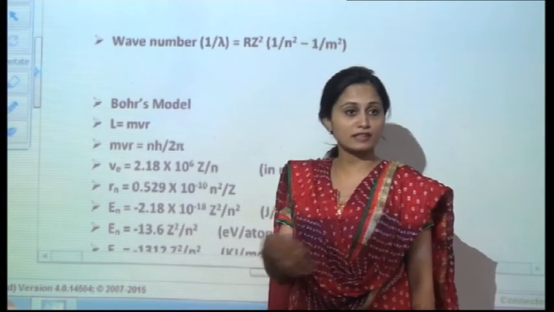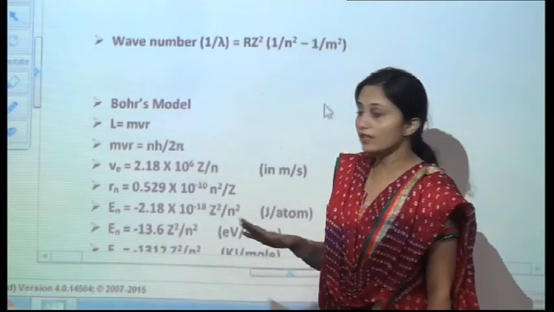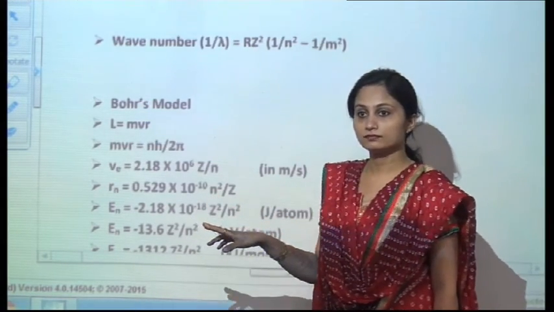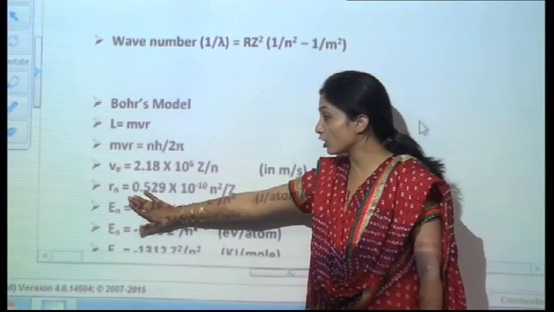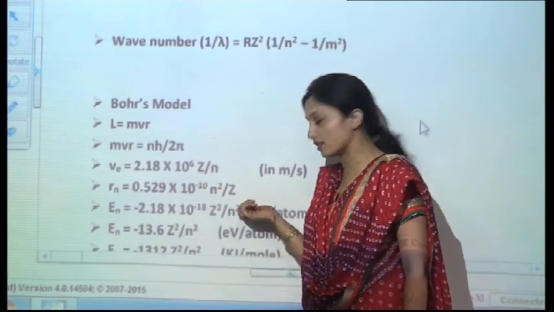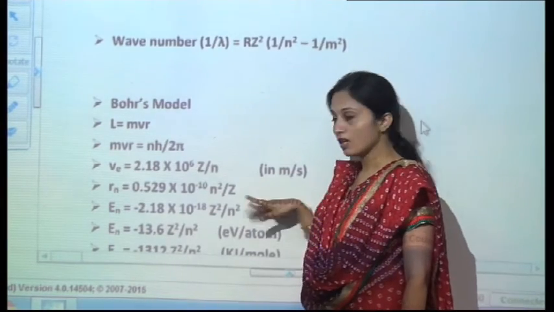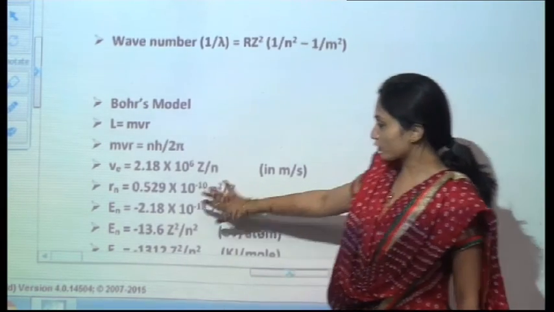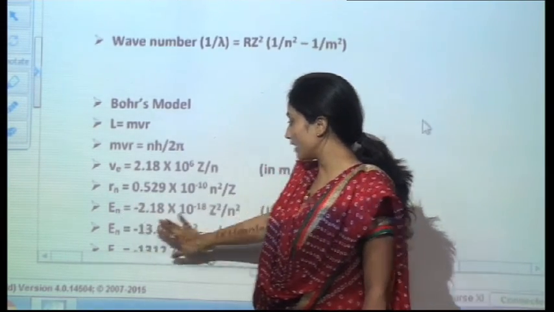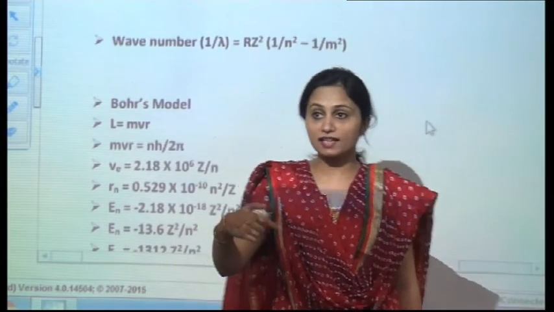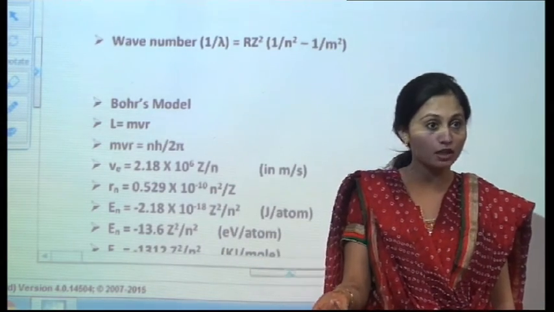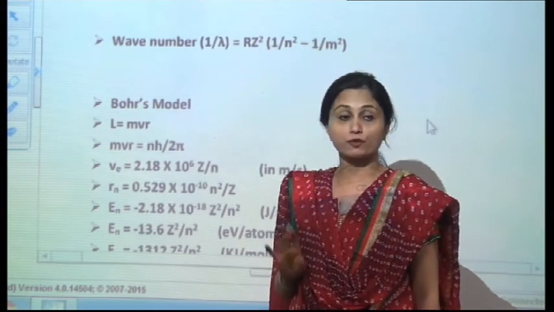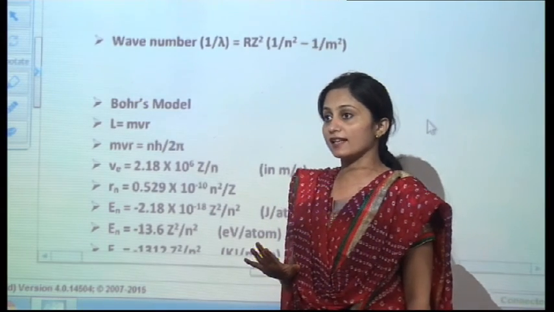So the very first one corresponds to 0.529 into 10 to the power minus 10 meters. I haven't put it here, but that will be in meters, since an angstrom is 10 to the power minus 10 meters. Now En will be equal to the energy that we had done in joules per atom, in kilojoules per mole, and in electron volt. Let me tell you, all these three values are very important for all those of you who want to crack the IIT exam.